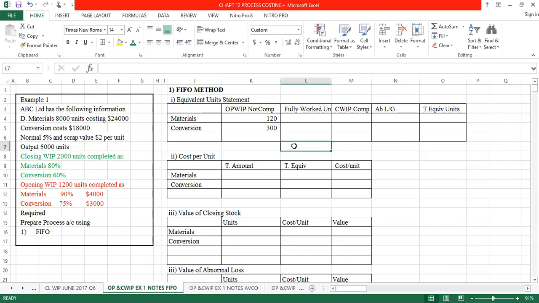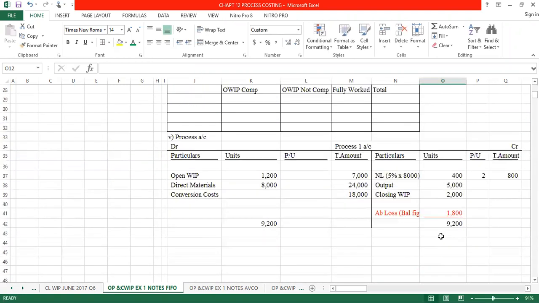Maybe I write it there. So fully worked is equals to output. Remember, we had already said it earlier, minus opening work in progress. So look at this, which is equals to our output.